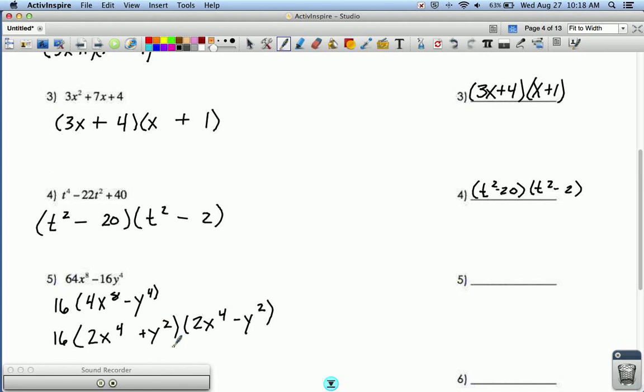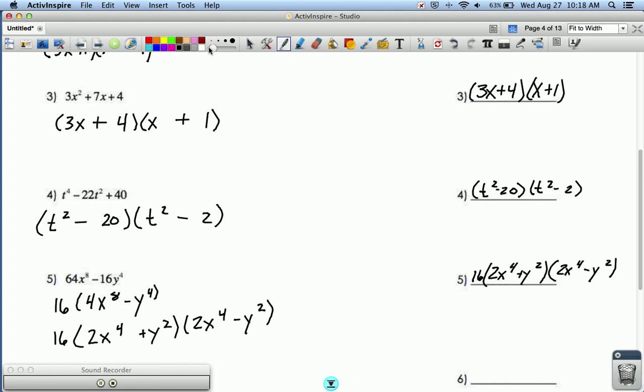the 8th. Alright, now over here, almost difference of squares. If that 2 is not there, we certainly could do x squared minus y and x squared plus y, but the 2 is there, so we leave roots out of factoring. So our final answer here is 16 times 2x to the fourth plus y squared times 2x to the fourth minus y squared.